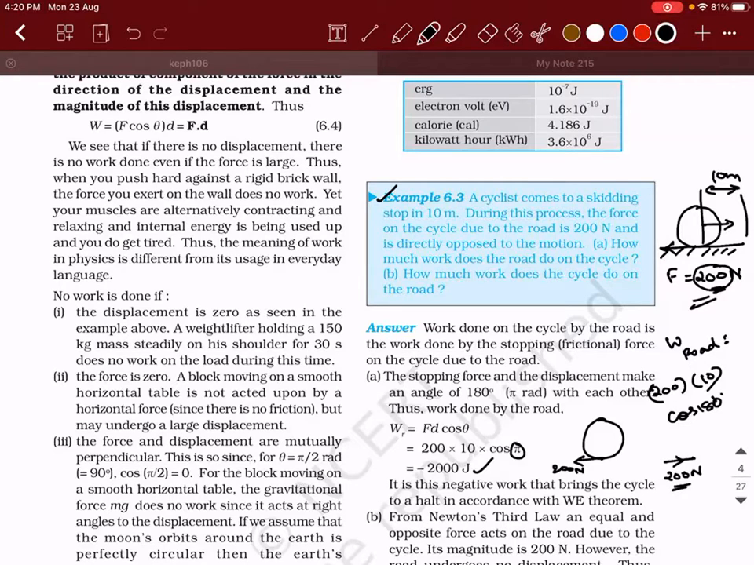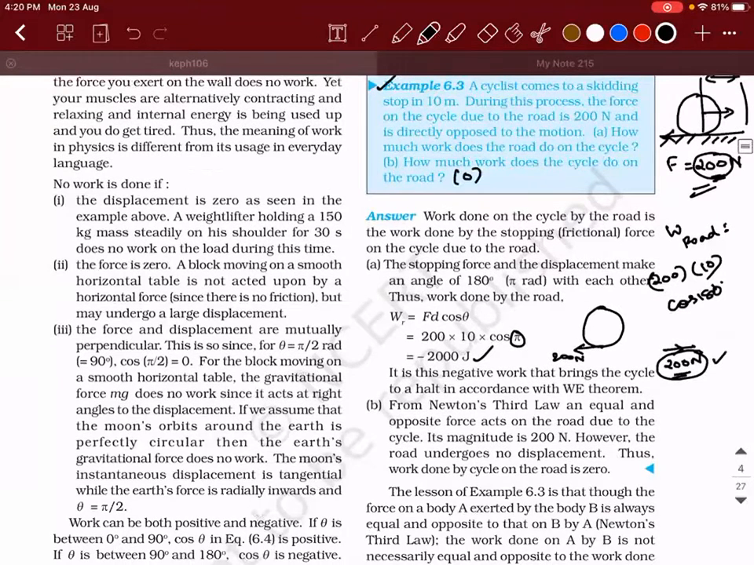Yes, sir. But the answer is no. It is 0, because though this 200 Newton is acting, is the road moving? Is there any displacement of the road? No, right? Since the road is at rest, though a non-zero force is there, the displacement is 0, so the work done by the cycle on the road is taken to be 0. Shall I move on?